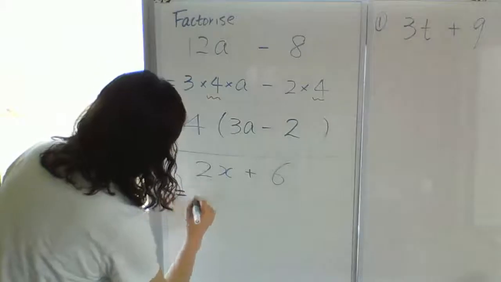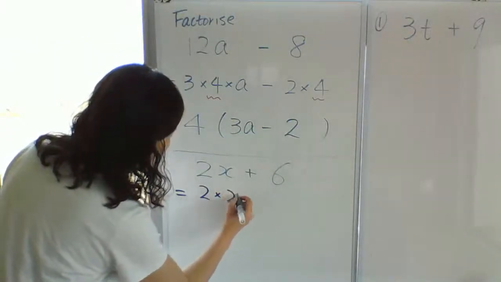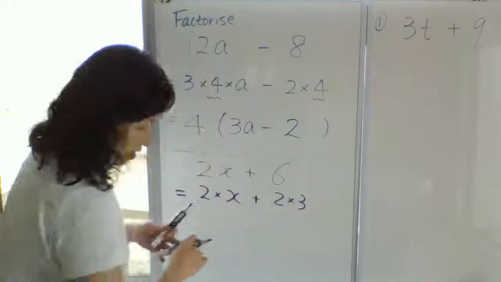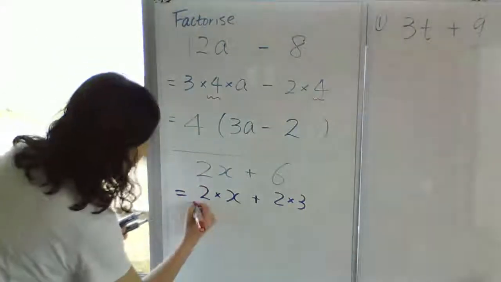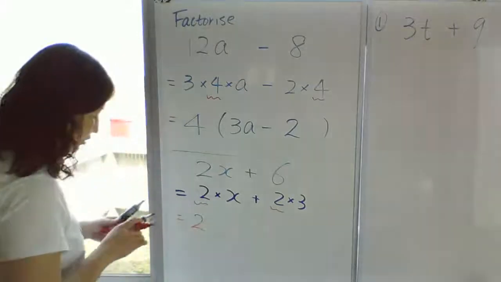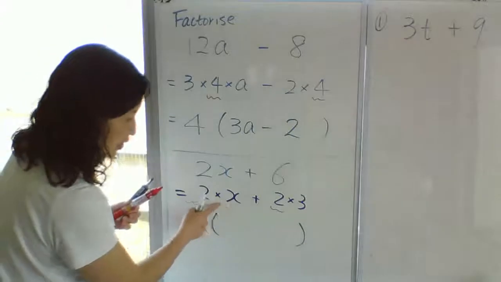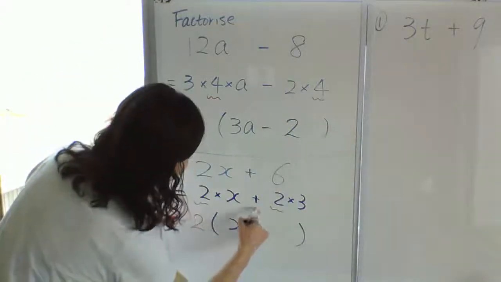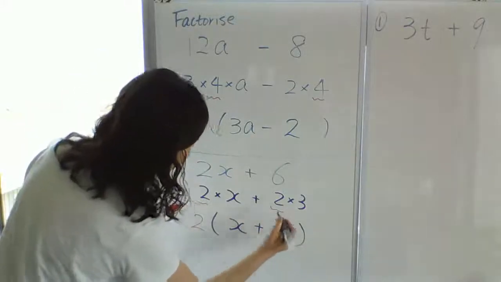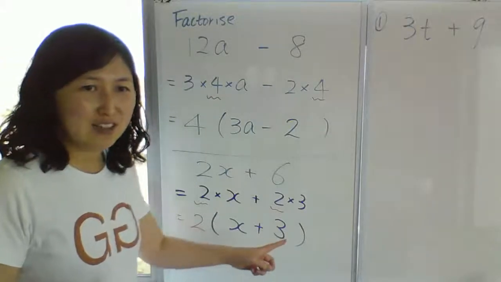Okay, so I'm going to write my working here. You're going to list all the factors. The first one is 2 times x, and then plus the second one is 2 times 3. I can see the common factor is 2. So I take 2 out and put the brackets on. If I take the 2 out from the first term, I will only have x left, and I have the plus sign left as well. If I take the 2 out from the second term, I will have 3 left. So the answer should be 2 bracket x plus 3.